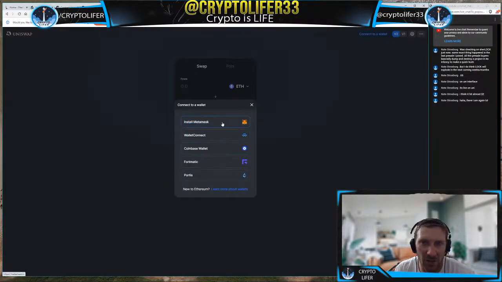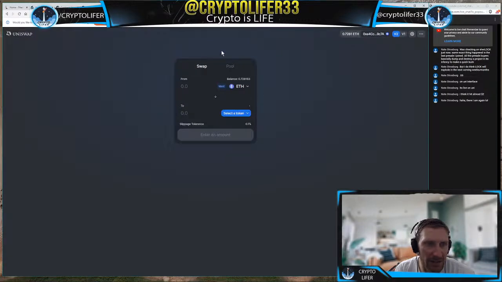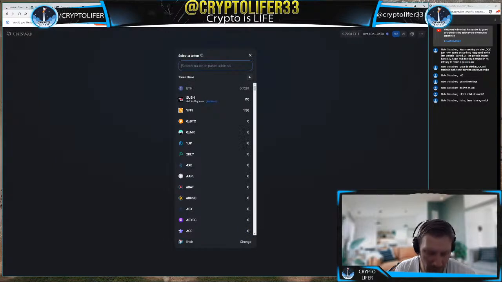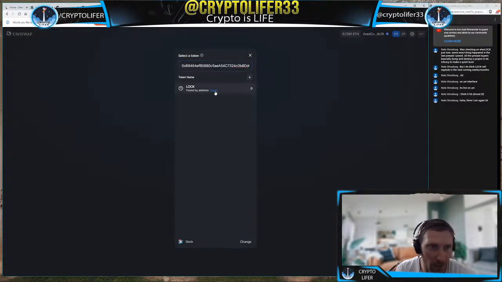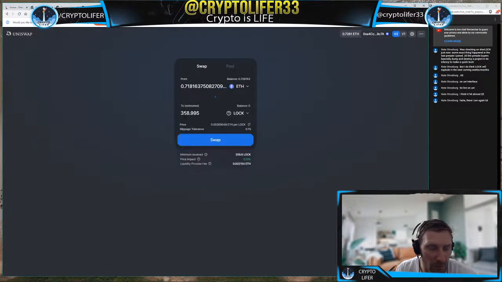See, it's weird. I've installed MetaMask already, but the Brave browser just isn't connecting it. And I'm not sure why. So Lock, we're gonna add that Lock token. Boom. So how much is the Lock token right now?